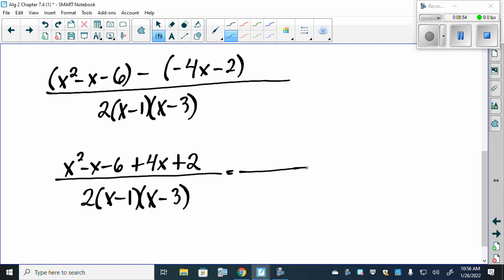So now that we have the signs taken care of, the denominators are the same, and we have everything as a single rational expression, we can go on and combine the like terms on top. Well, x squared is by itself. The negative x plus 4x is going to be plus 3x. And negative 6 plus 2 is negative 4 over 2 times x minus 1 times x minus 3.